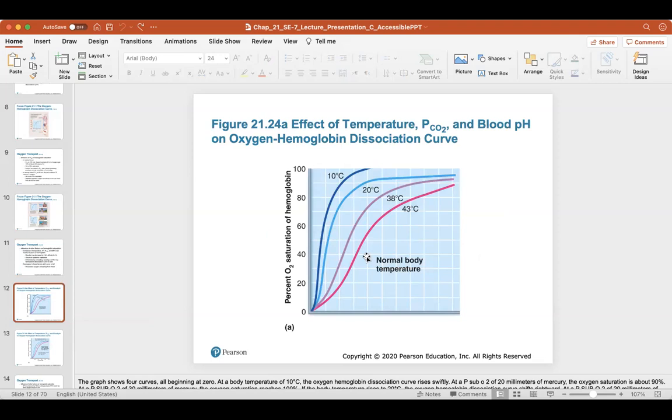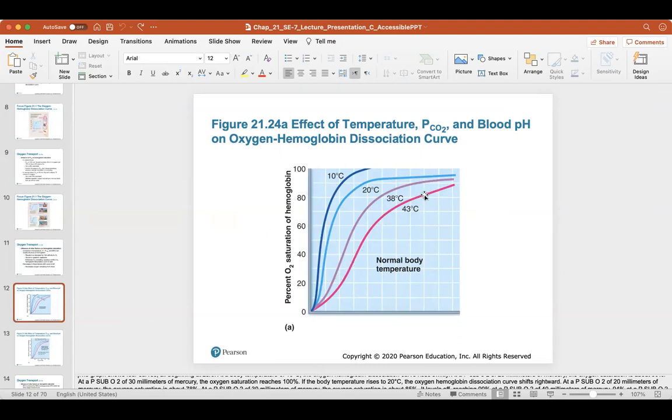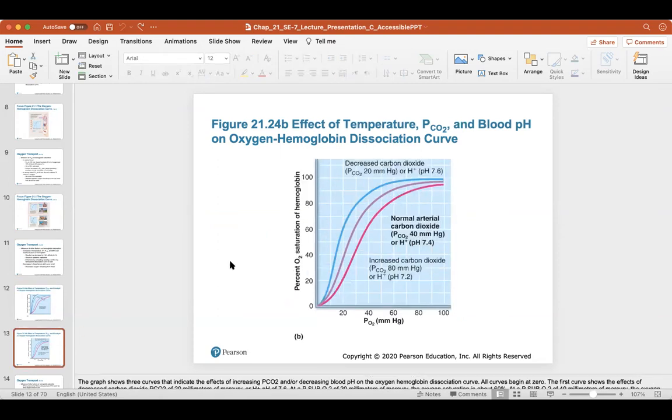So here's the effect of temperature and blood pH on the oxygen dissociation curve. Normal body temperature is about 38. So if body temperature increases up to 43, it shifts the curve to the right, which means that it increases oxygen delivery to tissues. And if body temperature decreases to 20 or 10 degrees Celsius, it'll hold on to the oxygen more tightly, so it'll shift to the left. Here's the effect of temperature.